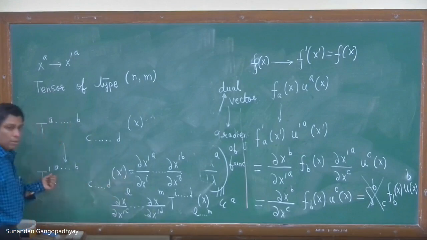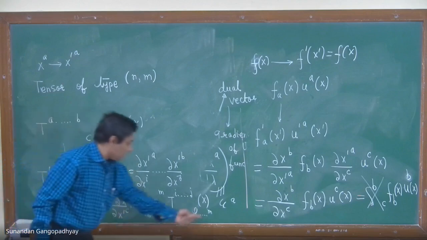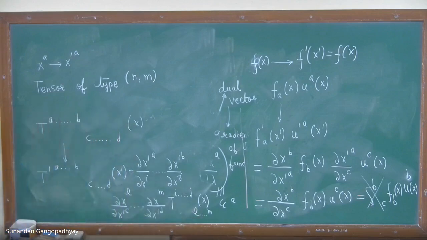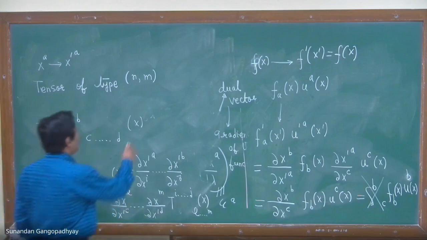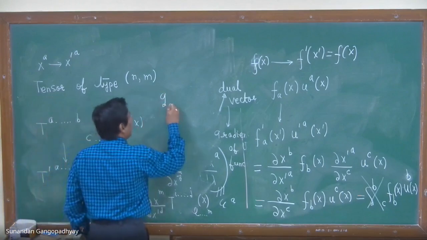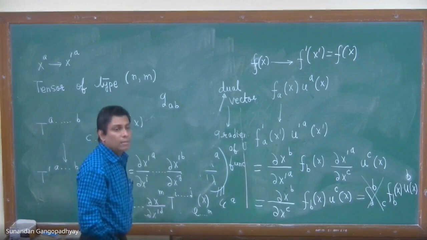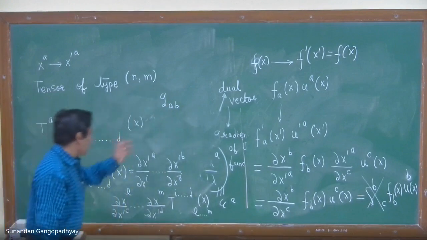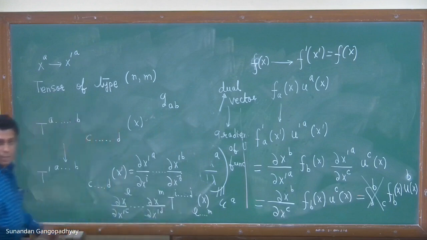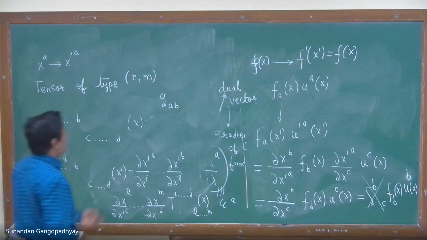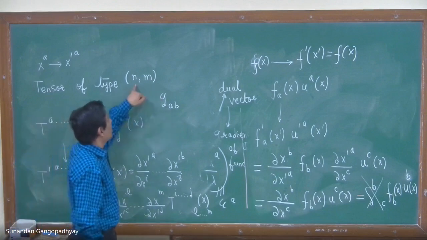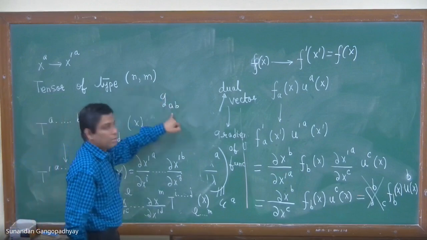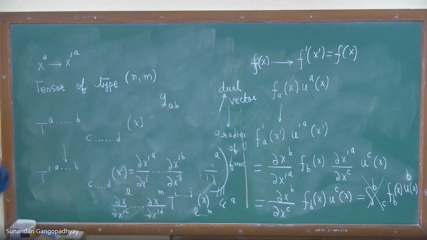The prime here is also important. If it has this transformation property, then it's a tensor of type n, m. But we have learned about the metric tensor. What kind of tensor is this? It's a tensor of type 0, 2. Why is it a tensor? It transforms in this way. It is a covariant second rank tensor, a tensor of type 0, 2, because there are no indices on top and two indices downstairs. It's called a metric tensor.